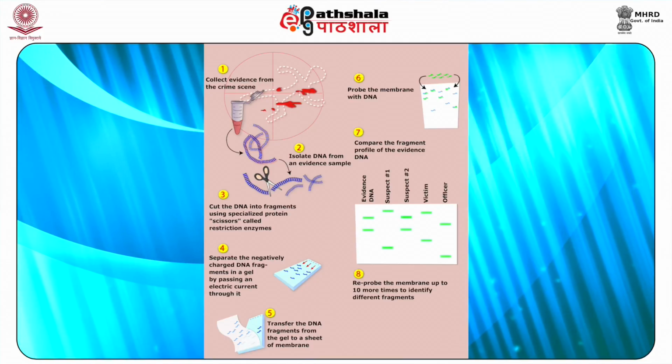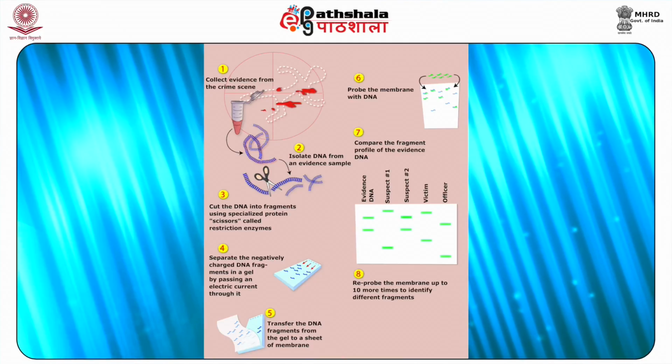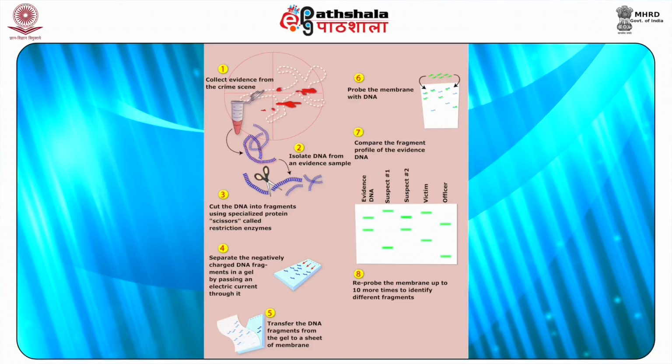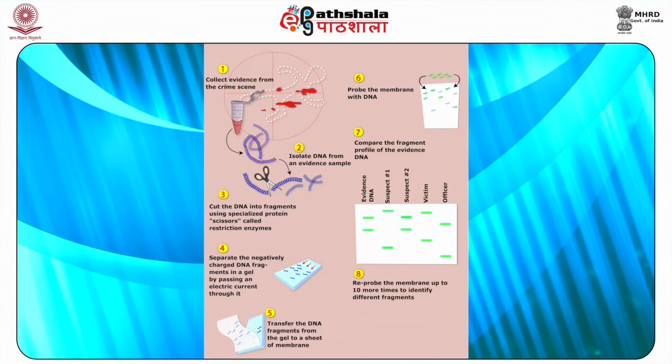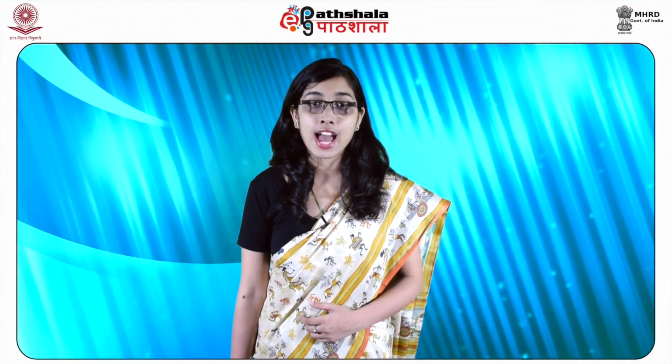Hybridization of the membrane to a labeled DNA probe then determines the length of the fragments which are complementary to the probe. An RFLP occurs when the length of a detected fragment varies between individuals. Each fragment length is considered an allele and can be used in genetic analysis.